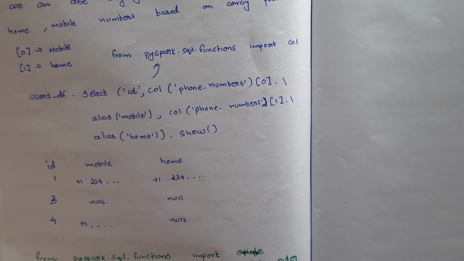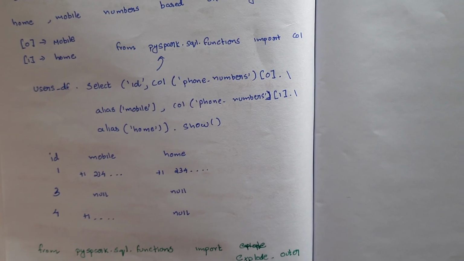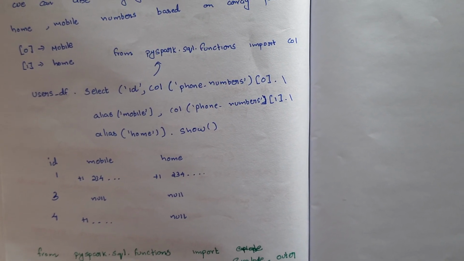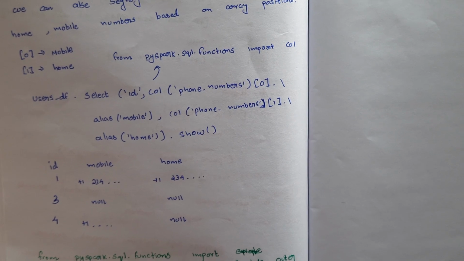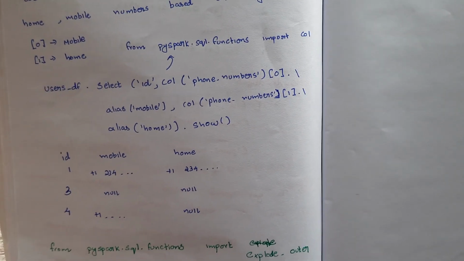If you see id 3, it is not missed here; instead we get null values. For id 4 we have only the mobile number, so that number will come, and the home number will come as null.